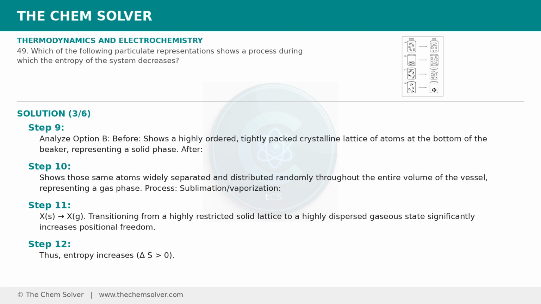Analyze option B. Before shows a highly ordered, tightly packed crystalline lattice of atoms at the bottom of the beaker, representing a solid phase. After shows those same atoms widely separated and distributed randomly throughout the entire volume of the vessel, representing a gas phase. Process, sublimation/vaporization. X gives X, transitioning from a highly restricted solid lattice to a highly dispersed gaseous state significantly increases positional freedom. Thus, entropy increases, delta S greater than zero.